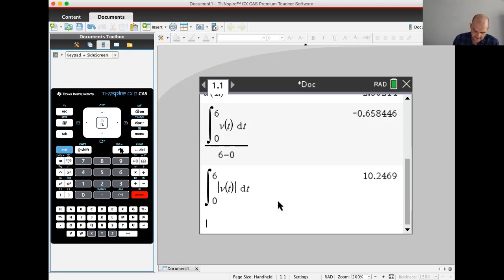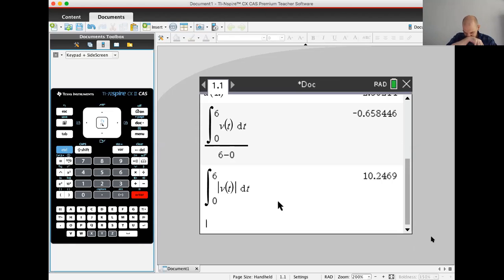Integral of the absolute value of velocity gives 10.247. So I'm going to write that down: integral from 0 to 6 of the absolute value of v of t dt is approximately 10.247. Okay. Going back to the notes, let's see if what you wrote is the same as what I wrote. I talked my way through it, but I didn't show you what I was writing.